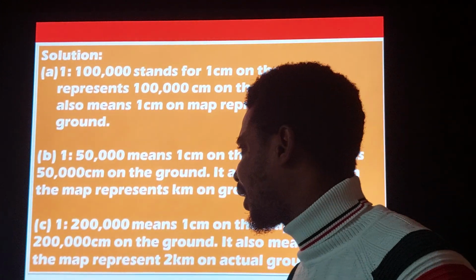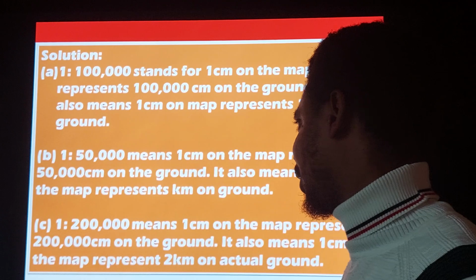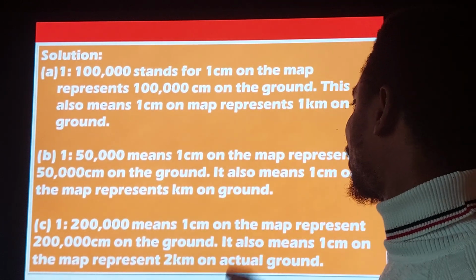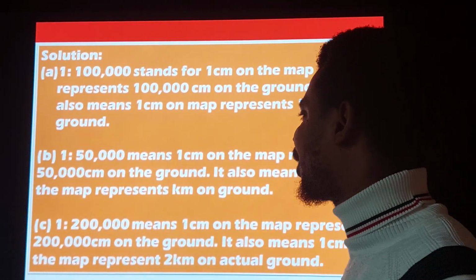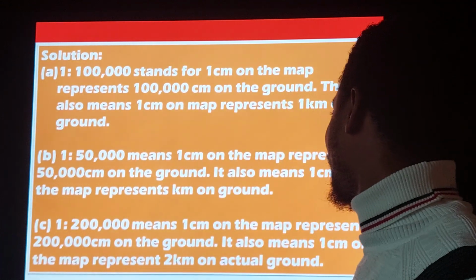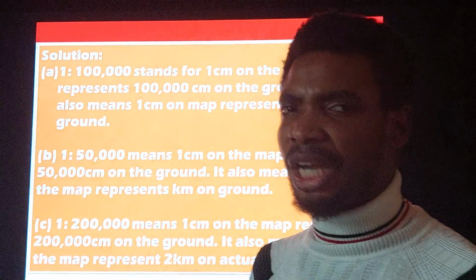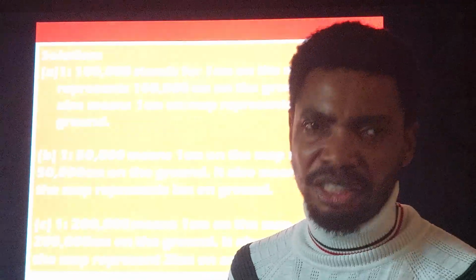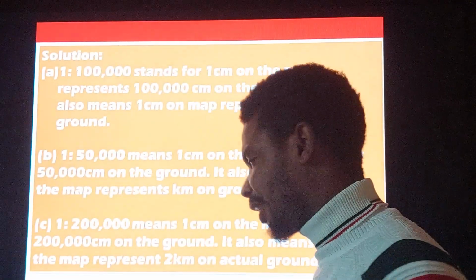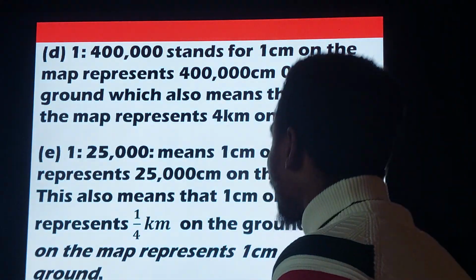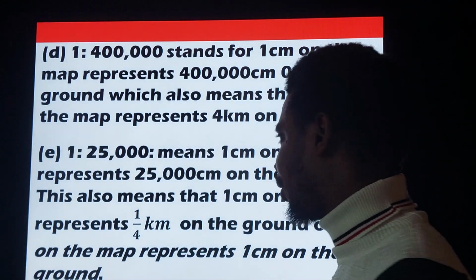Okay, so number 3, 1:200,000 means 1 centimeter on the map represents 200,000 centimeters on the ground. It also means 1 centimeter on the map represents 2 kilometers. You remember that 100,000 centimeters is equal to 1 kilometer. So 200,000 centimeters will be equal to 2 kilometers on the ground. Okay. And it continues like that. All right.